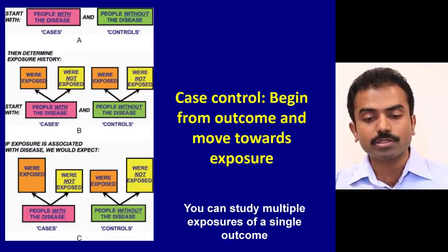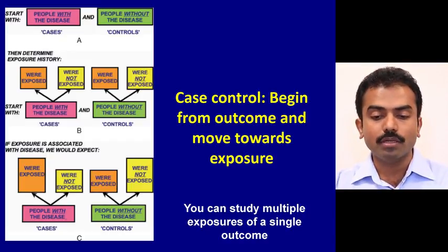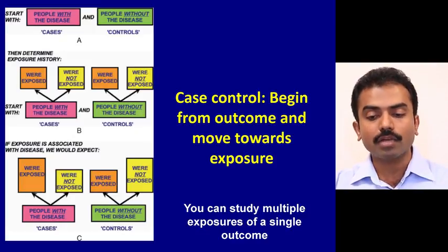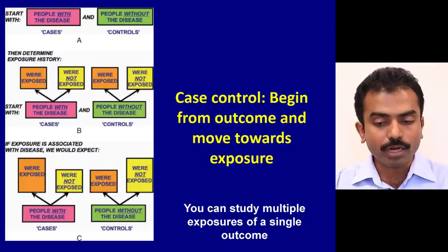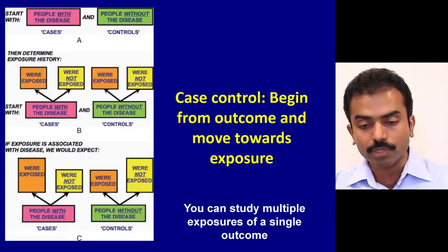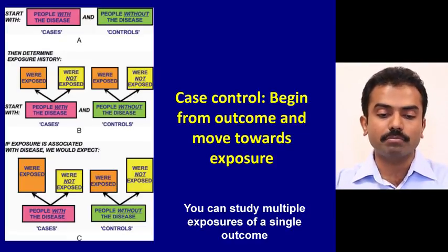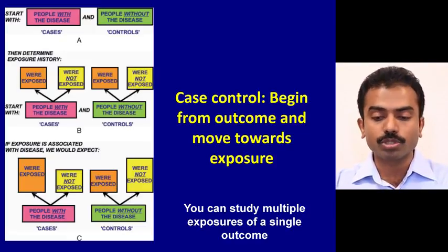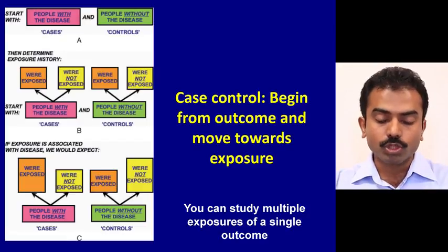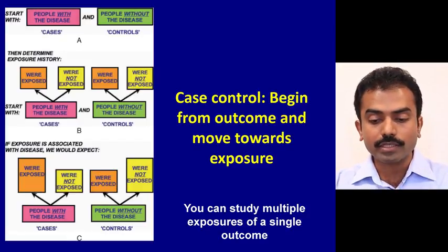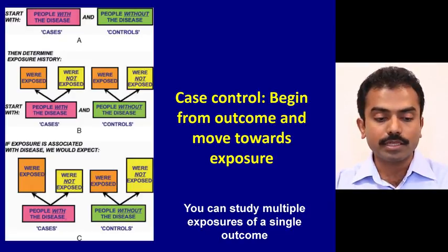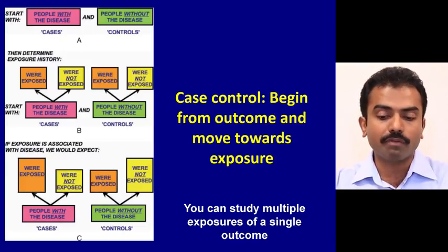And in a case control study, you put together a cohort of cases and controls, that is people with the outcome and people without the outcome, and then ask them whether they were exposed to a particular thing. So by design, you can study multiple exposures of a single outcome. And it's a very useful design, especially if you are trying to learn and explore a new disease.